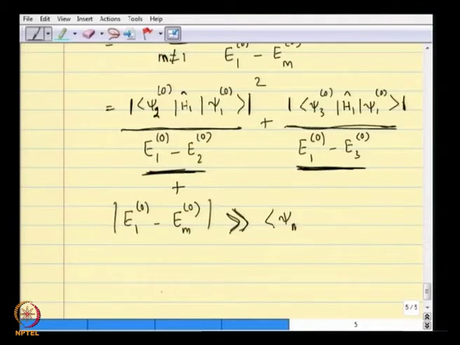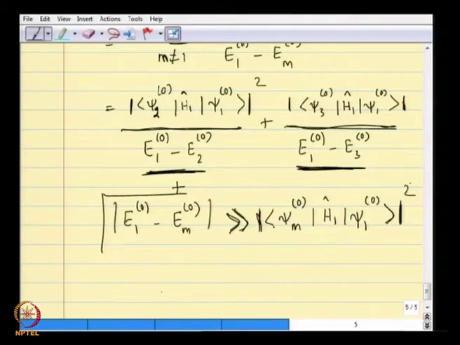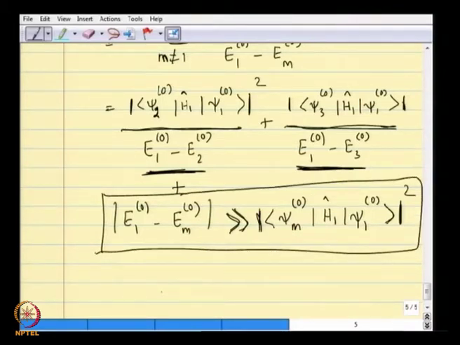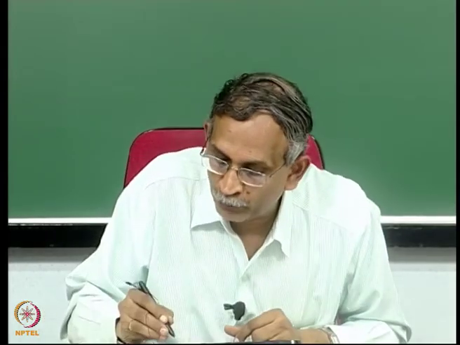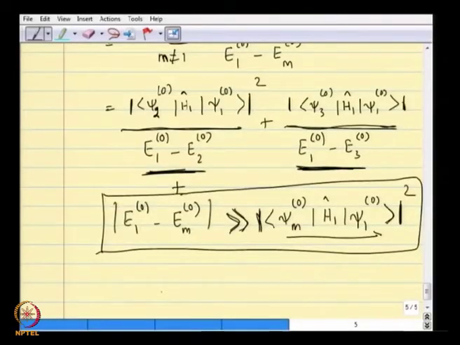the absolute square of psi m 0, H1, psi 1 0. Okay. Now this is a precise statement of the validity of perturbation theory. That is, the difference between the 0 order energy levels connected by the perturbation, H1 connects 1 to m.